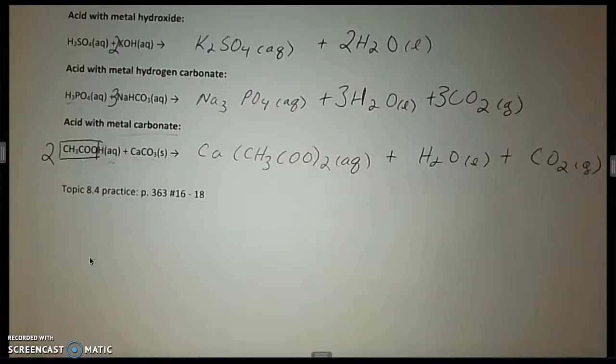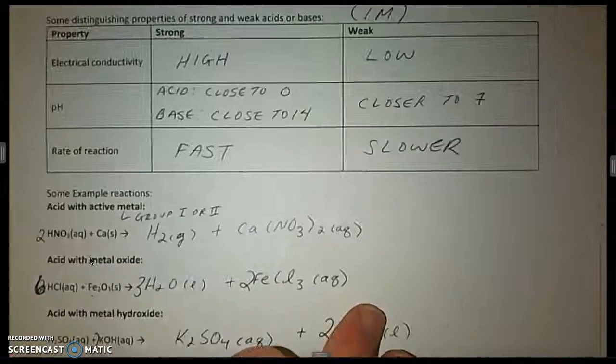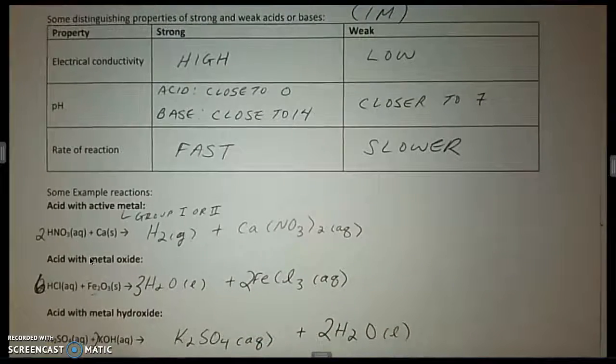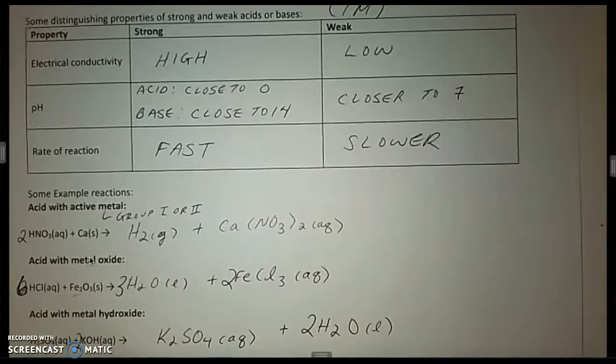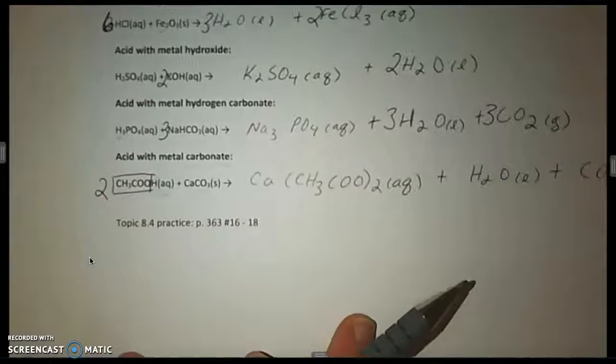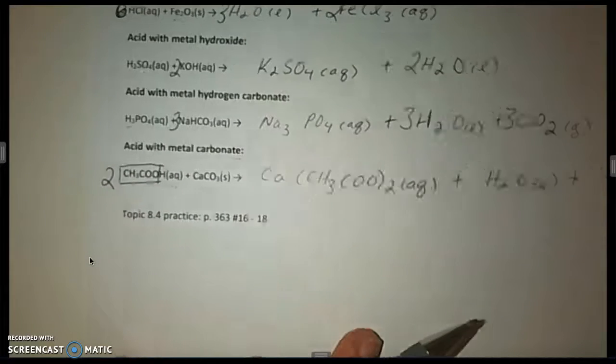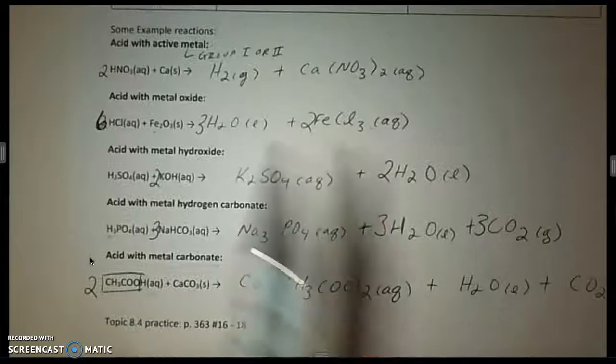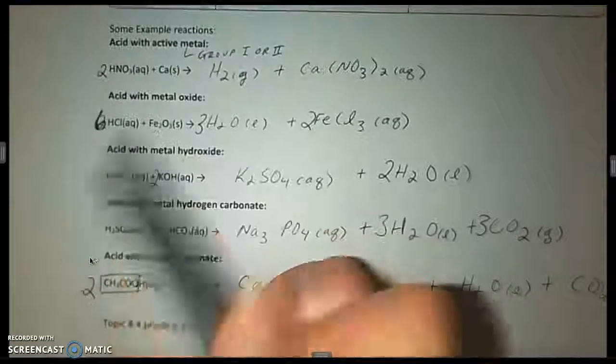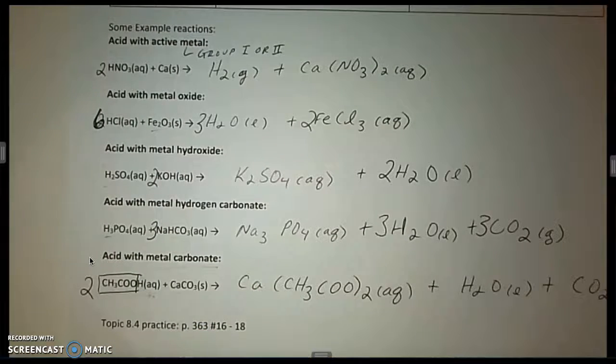Okay, so in part 2, we covered some properties that you can expect if you're dealing with a strong acid or base versus a weak acid or base. And then we looked at some examples of acids reacting with some common types of compounds, or in the first case, elements.